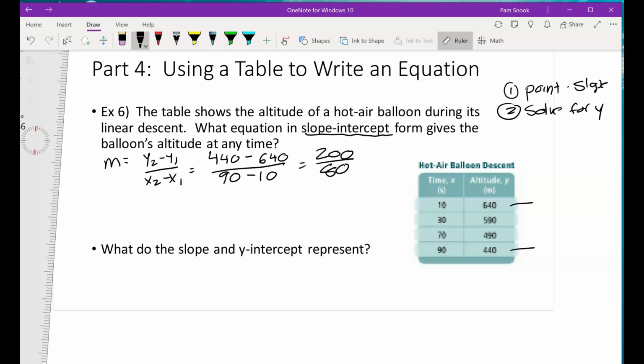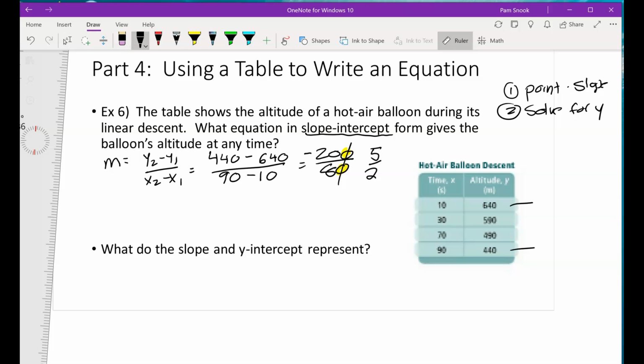Now please reduce that. Here's a simple, easy trick. You see I have these zeros here and here. That means I can easily divide a 10 out of both numerator and denominator. So boom, I take those zeros away. I'm left with 20 over 8. Now pull out a 4 from numerator and denominator, and I get 5 over 2. And this is negative, since 440 minus 640 is negative 200. So I have negative 5 over 2. That makes sense because my balloon is descending, so my slope should be negative. It's going downhill.